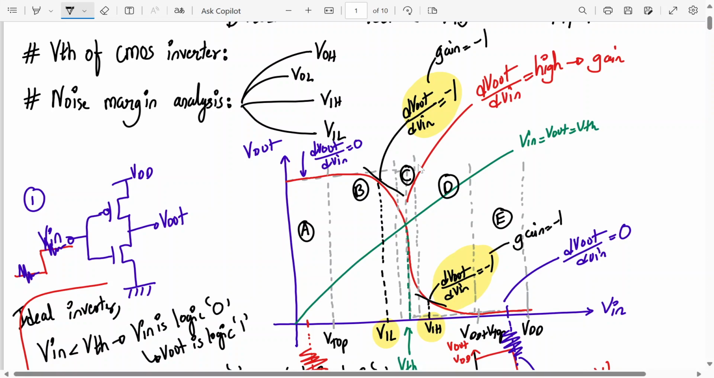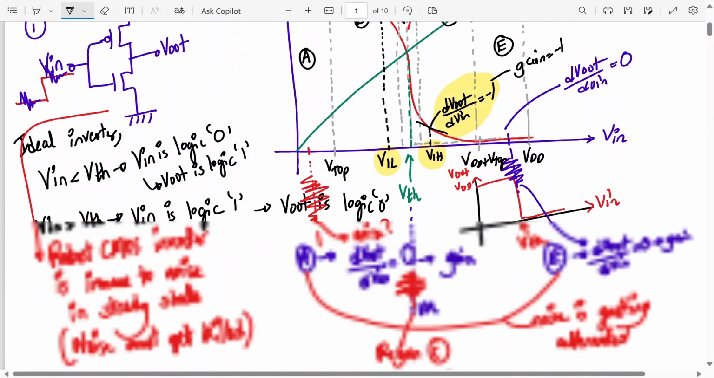In region A, the gain is 0. Region E, the gain is 0. Region C, the gain is maximum. So you should avoid getting any number in this range, or else we cannot determine the state of the system. Okay. Regions B and D, at these 2 points VIH and VIL, the critical parameters, my gain of the system is -1. So noise will get attenuated in regions B and D also.